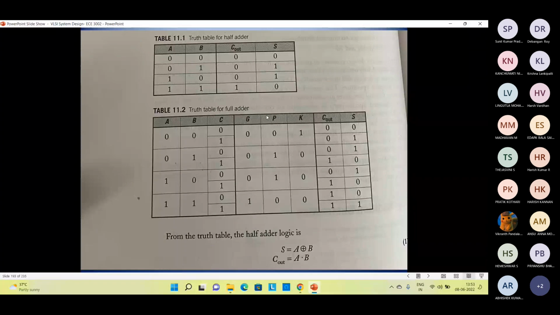So for the half adder logic, if we take into consideration the truth table, we can easily conclude that the sum is the XOR operation between the two inputs A and B, whereas the carry out, C out, will be the AND operation between A and B. A dot B is C out, and A XOR B will be the sum.